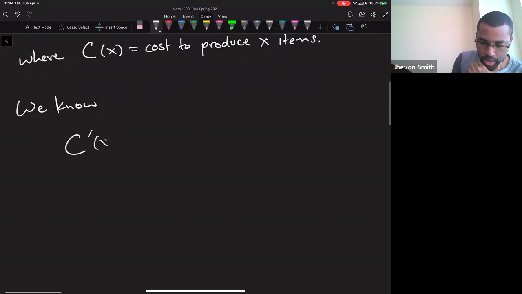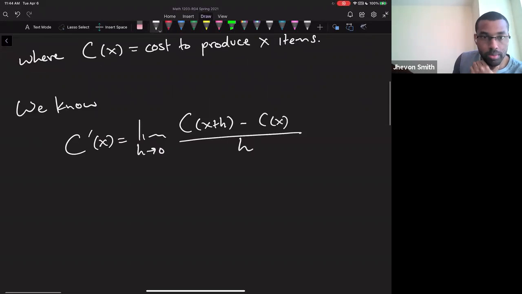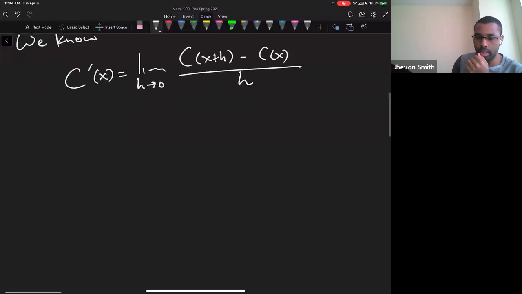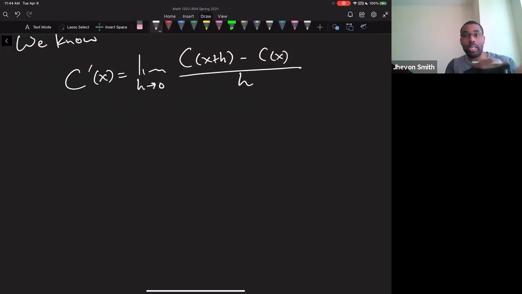We know C prime of x is equal to the limit as h approaches 0 of C of x plus h minus C of x, all over h. Now, we're going to ignore the limit in some sense. Remember, the limit is what happens as we get closer and closer, and it becomes the value we're approaching. However, let's assume that we're at a point that we already consider very close, and then we can take away the limit.